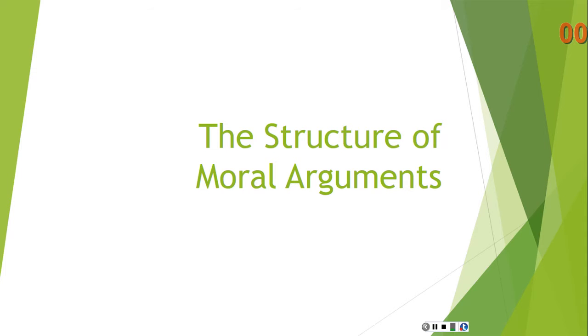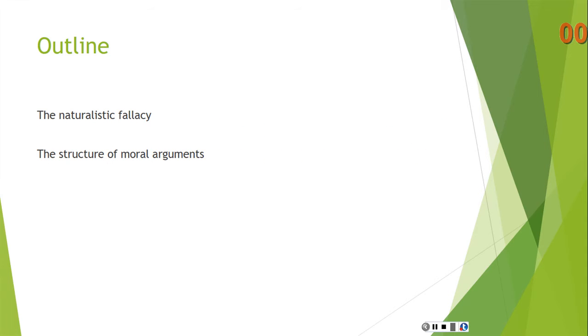Really all this stuff that we've been talking about with the nature of value judgments and the various moral theories, it's all been giving you sort of background information on the field of ethics or morality so that you can come better equipped to this section on the structure of moral arguments. So for this lecture, we'll talk about the naturalistic fallacy, and then we'll talk about the structure of moral arguments.